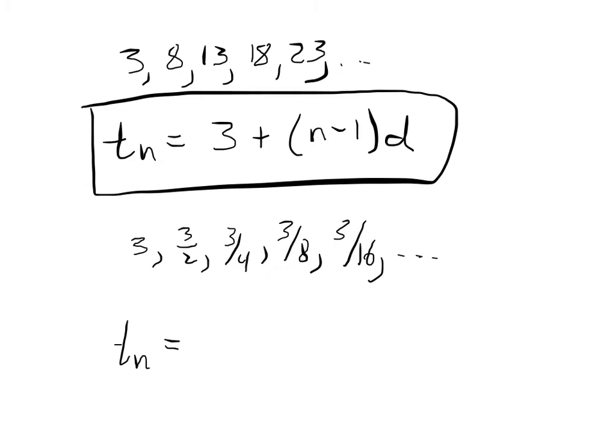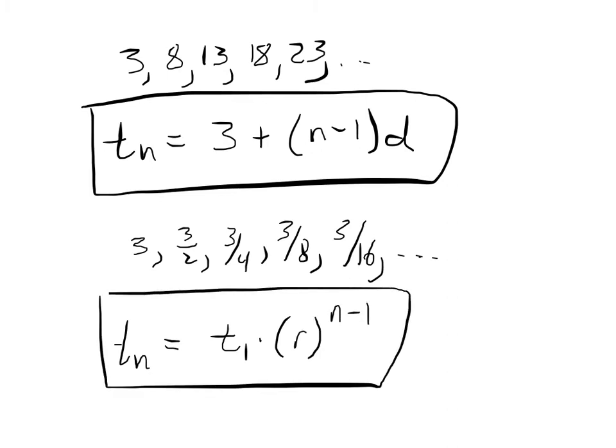So therefore, in general, the nth term is going to be given by my first term times r to the n minus 1. And that's my formula for the nth term, the explicit formula for the nth term of a geometric sequence.